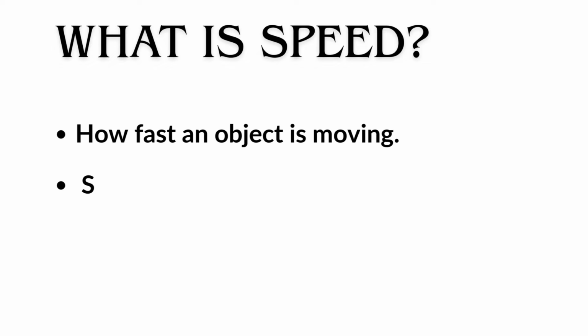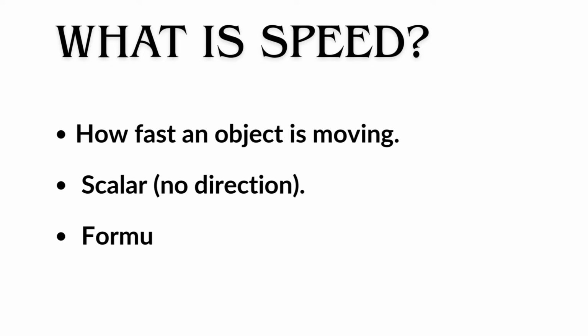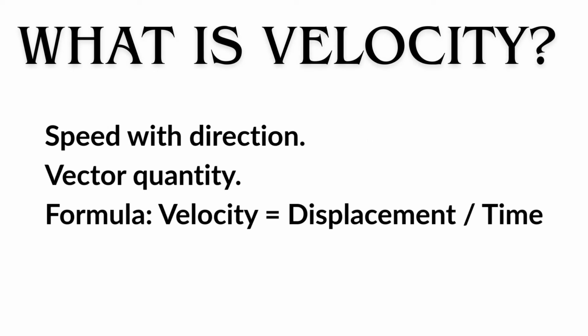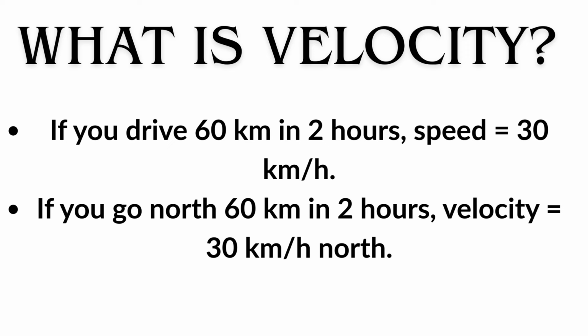Now talk about speed and velocity. These are some of the most important concepts in understanding motion. Now, what is speed? Speed is the measurement of how fast an object is moving. Again, there is no direction, and it is a scalar quantity. Formula of speed is equal to distance upon time. Now discuss velocity. Speed with direction, or how fast an object is moving in a particular direction. So velocity will be displacement upon time, because there is involvement of direction. In speed there is no direction, so we will consider distance upon time.